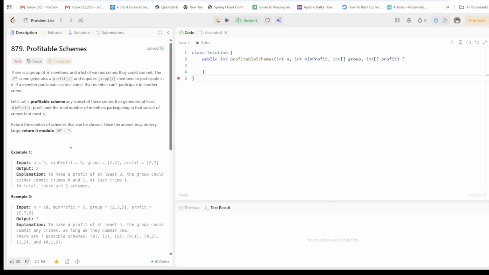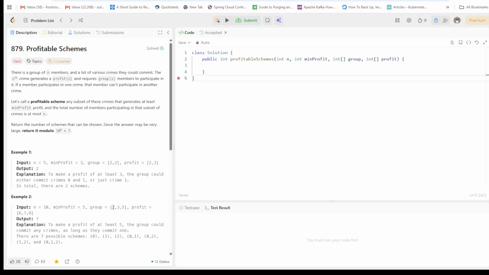And we need to generate at least the minimum profit. We need to find any subset of this that will generate a minimum profit of 3. Suppose let's take this example. We are given n as 10. 10 is basically the max number of people that can participate, and the min profit is 5. That they should have at least a profit of 5.